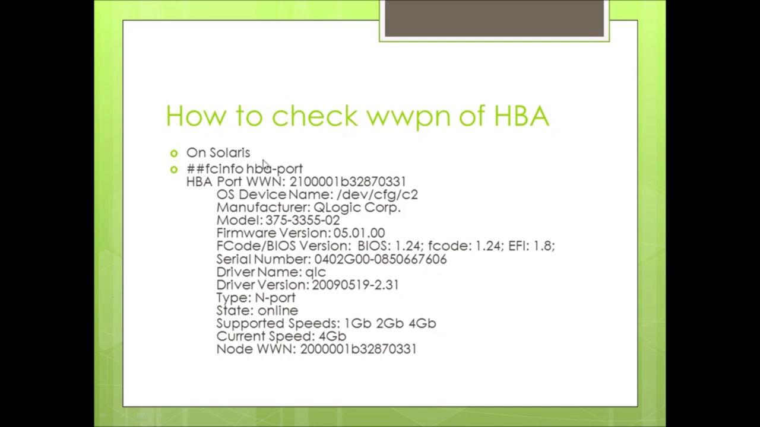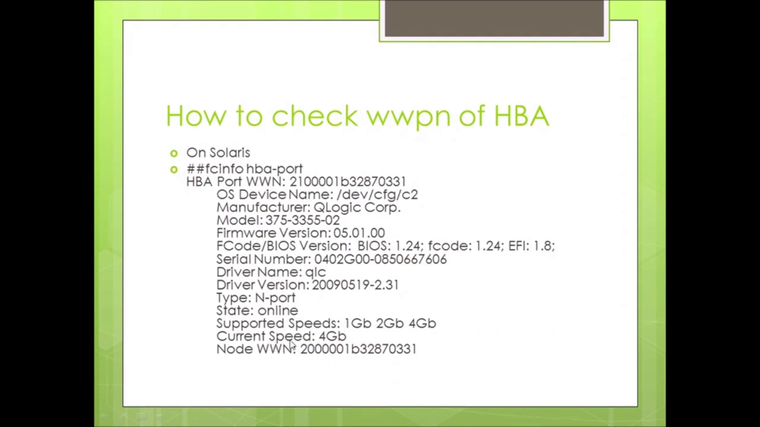If you have a Solaris machine and an HBA card is connected to it, to get the HBA information you have to fire the command fcinfo hba-port, and this output will be visible. You can clearly see the port number is given, that is the port WWN. It is starting with 21, and this is a complete 16-digit number. Then the node name is also available over here. The node WWN is starting with 20.